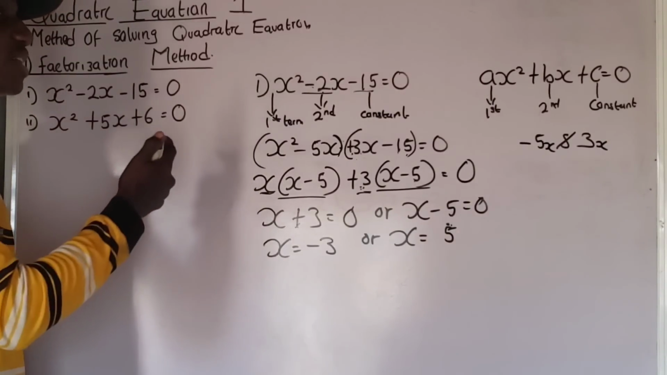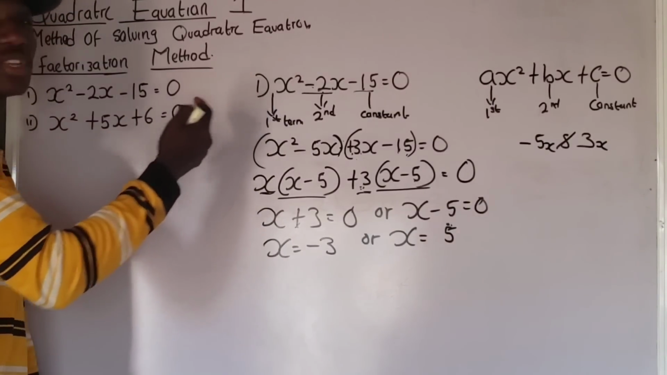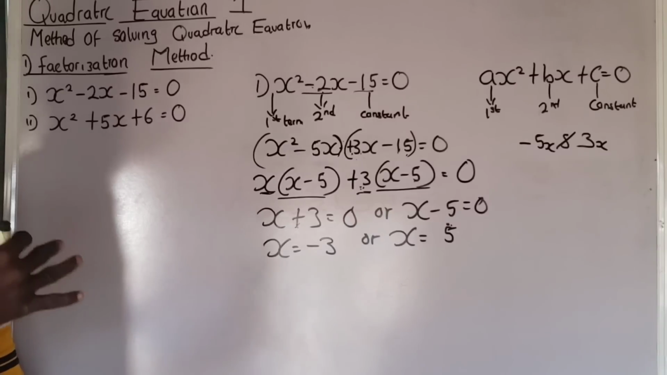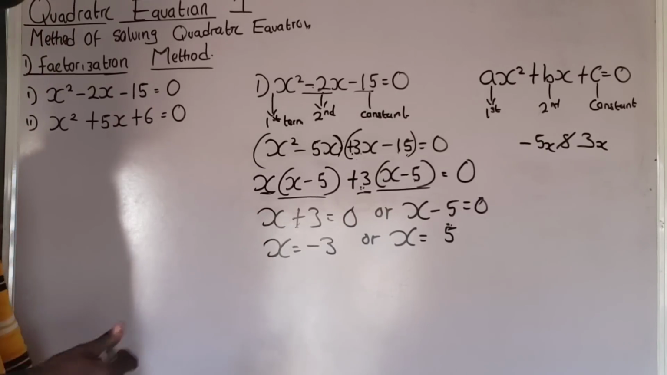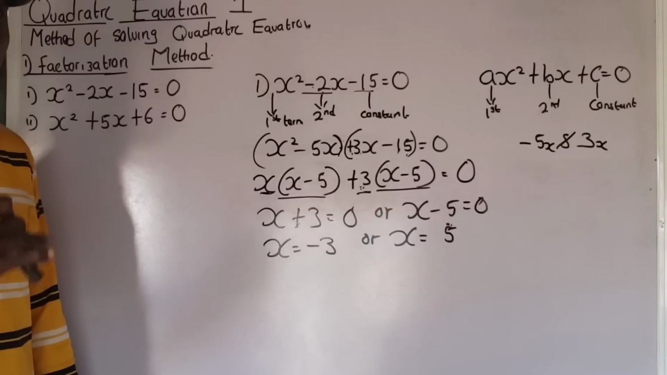Don't forget that I said this quadratic equation is what? Is unity. You understand? Because the coefficient of x squared is what? 1. There are some quadratic equations in which the coefficient of x squared is not 1. There are some things that you have to do before you factorize. Are you paying attention? We are still coming there, okay?